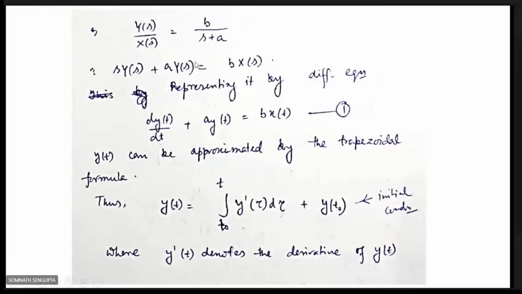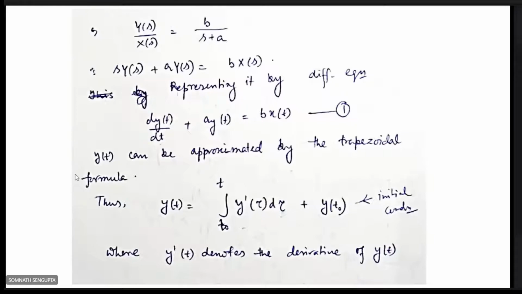Now taking the inverse Laplace transform of it, we get dy(t)/dt. sY(s) is dy(t)/dt and aY(s) is ay(t), that is time domain. And bX(s) is simply bx(t) in time domain. It was s in frequency domain, now t in time domain. Now how we'll evaluate this equation, how we'll find the solution.